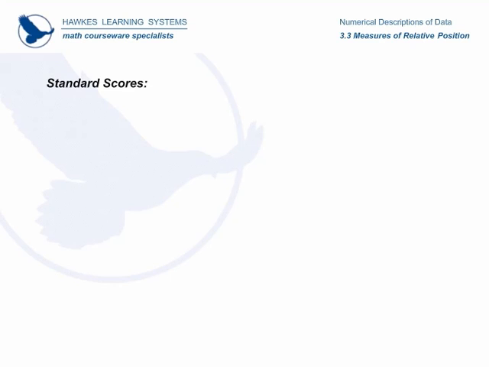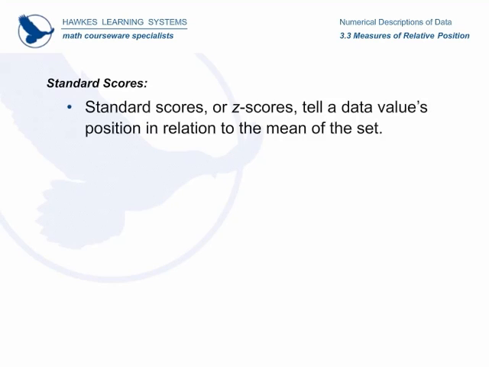Next, let's take a look at standard scores. Standard scores are also known as z-scores, and z-scores tell a data value's position in relation to the mean of the data set. The formula that we use to find the standard score is z equals a data value minus the mean divided by the standard deviation.